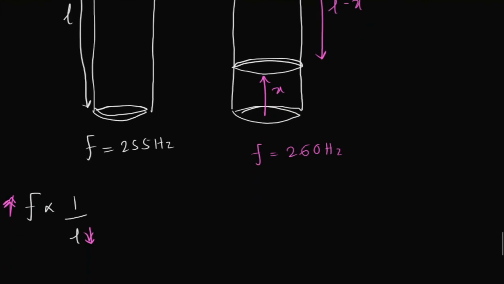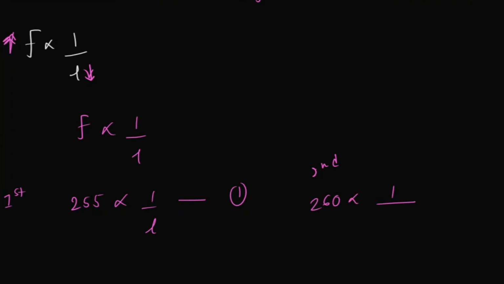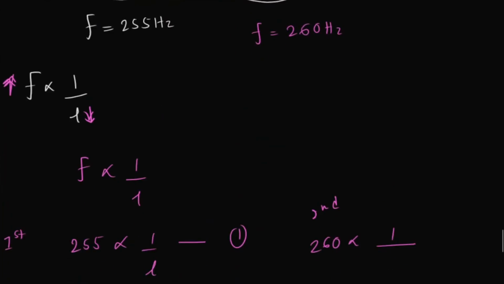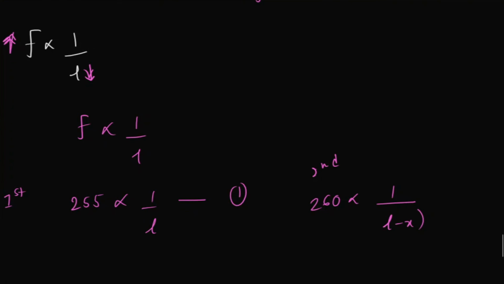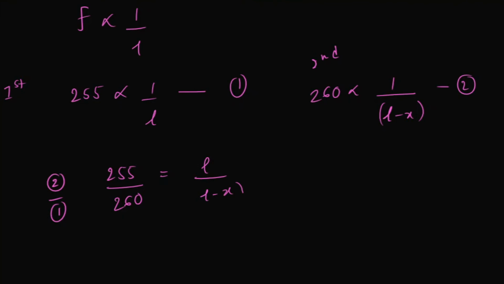So it's pretty simple. For both these instances, I'm going to write that F is proportional to 1 over L. For the first instance, the frequency was 255, the length was L. For the second instance, frequency was 260, the length of the tube was L minus x. So I'm going to divide these two equations, dividing 2 by 1. 255 over 260 is equal to L over L minus x.